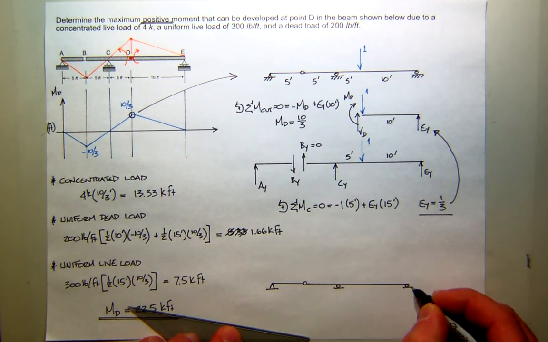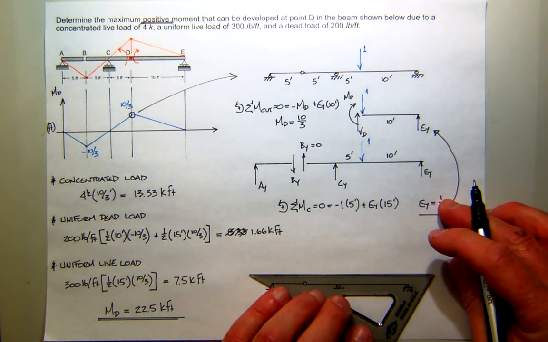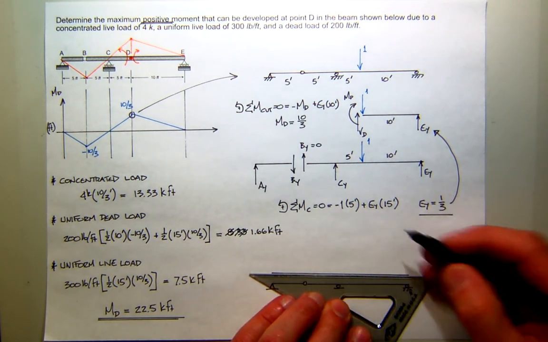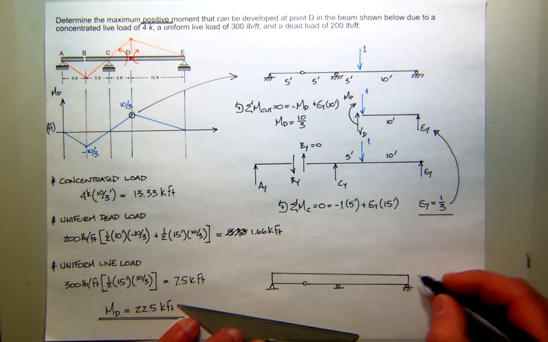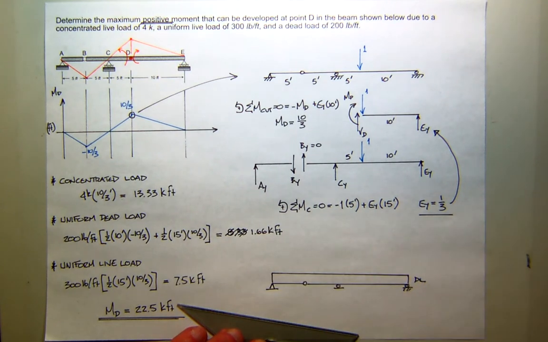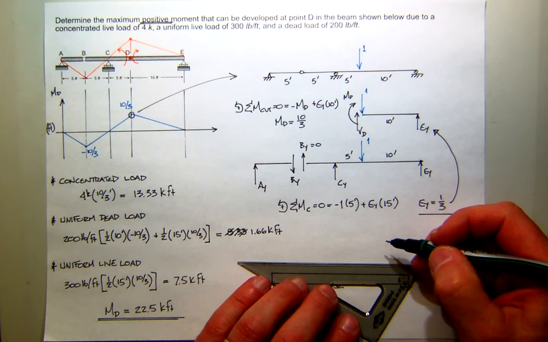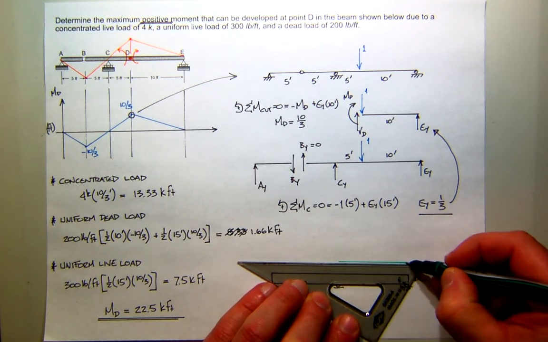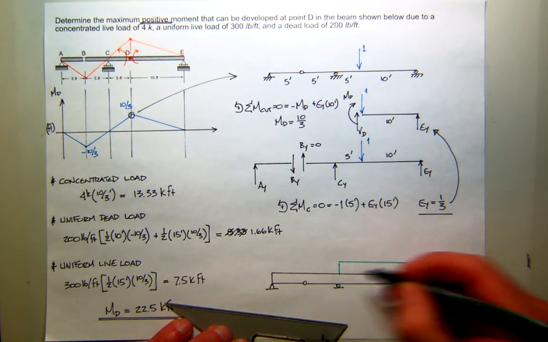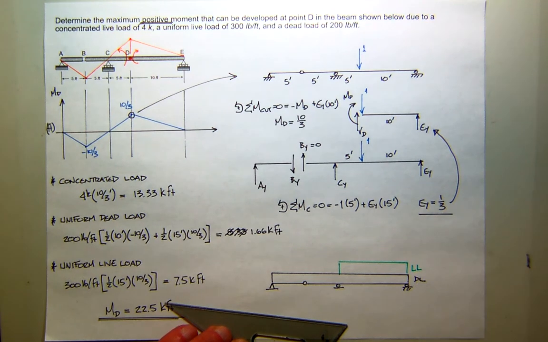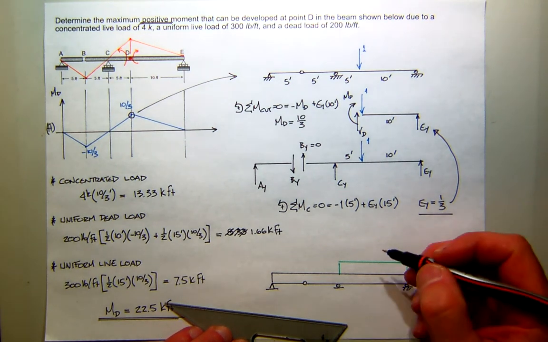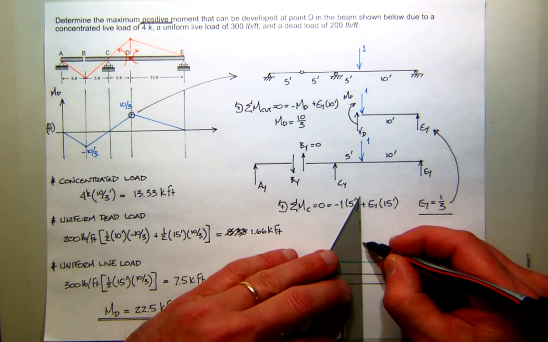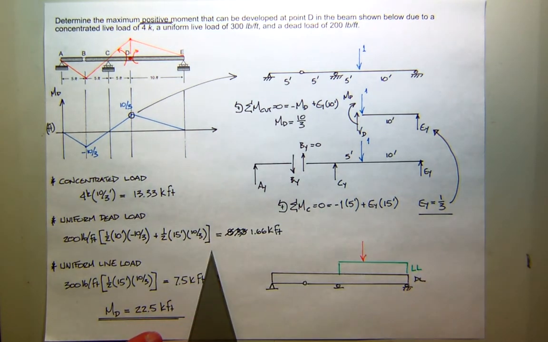So here's my beam. So my dead load extends the whole length, right? So there it is. I'll say dead load. My live load only extends over this part of the beam. And then where does my concentrated load appear? Over D, which is about here. So that's the loading pattern that creates the maximum moment at D. Any questions about that?